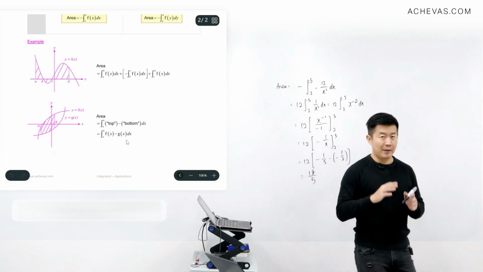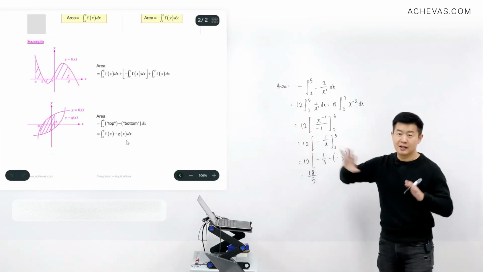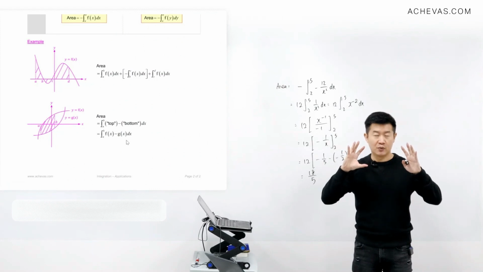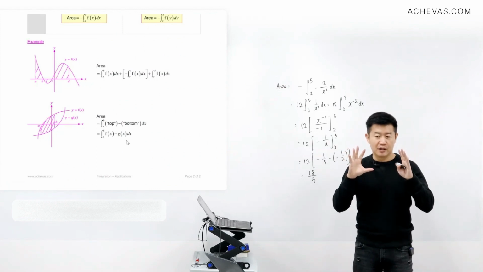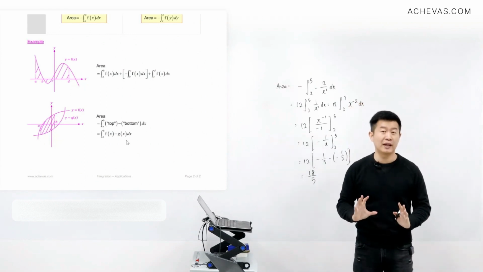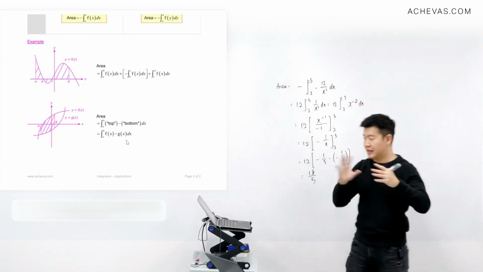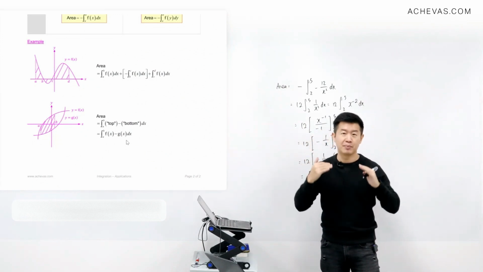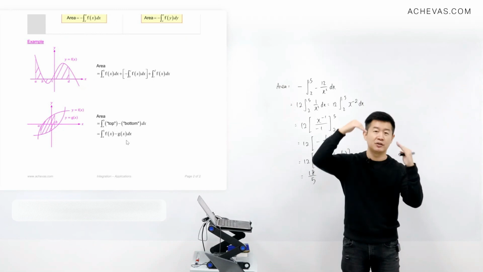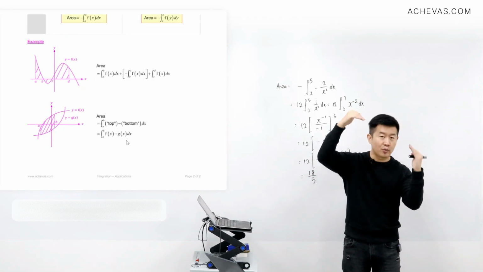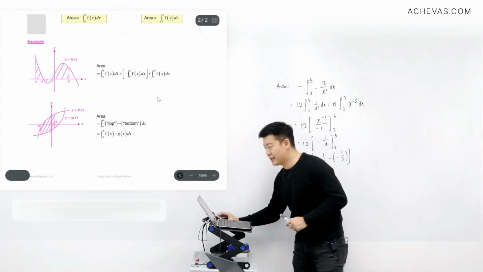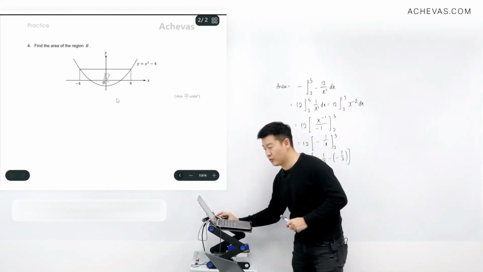And please take note, when you're applying this, this is independent of the position of the graphs. That means the region that we are trying to find area of can be entirely above the x-axis, it can be entirely below the x-axis, or like in this case here, it can be partly above and partly below the x-axis. But regardless of the cases, it is always going to be integration by taking the top graph minus away the bottom graph. Okay, so let's try to apply it to this particular question over here.